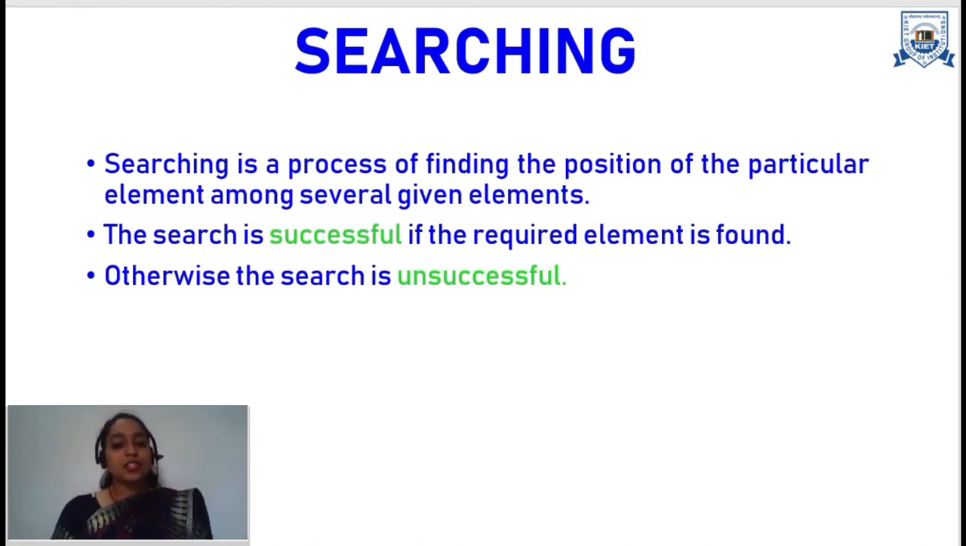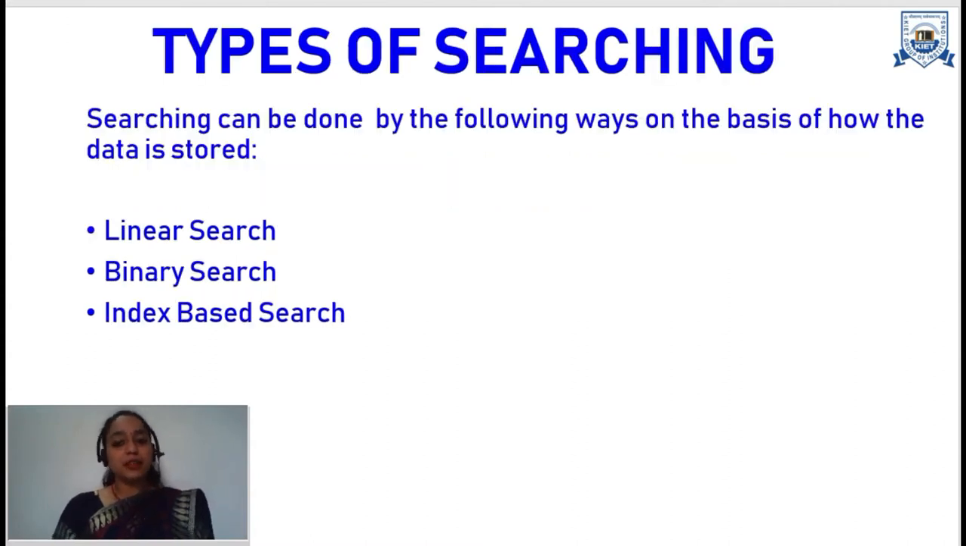So searching is the process of finding an element. If the element is found, it is called a successful search, and if the element is not found, it is called an unsuccessful search. Now we have different methods with which we can perform searching on the data, but these methods can only be applied if our data is organized in a particular way. Some of the methods are linear search, binary search, and index based sequential search. In this video we will only study linear search. In the upcoming video we cover binary search and index based search.